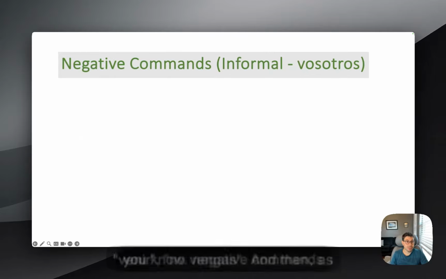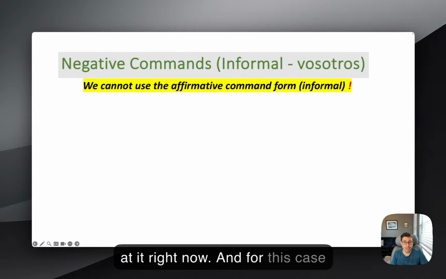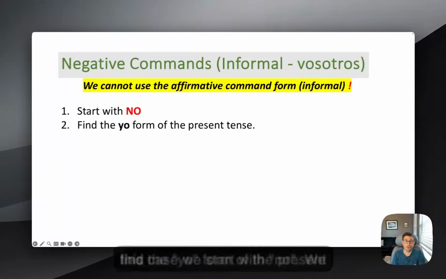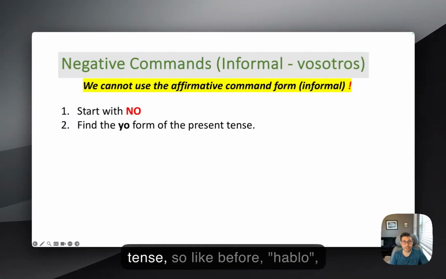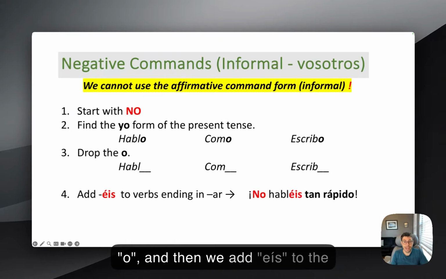And then, as you know, negative commands informal, plural, use vosotros in Spain. And so we're going to look at it right now. Even for this case, we cannot use the affirmative command form informal for vosotros, which if you remember was the one ending with D. In this case, we start with no. We find the yo form of the present tense. So like before, hablo, como, escribo. We drop the o, and then we add éis to the verb ending in AR.